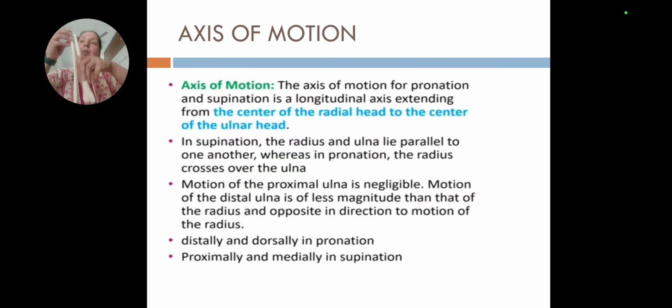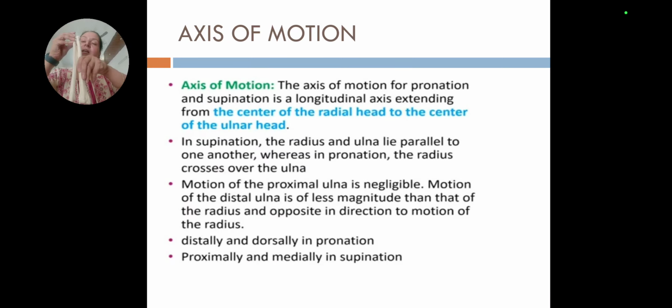There will be movement of the radius, and the ulna will not move. Fine. The motion of the proximal part of the ulna is negligible, whereas there is a little motion of the distal part of the ulna, and we will talk about it. Fine. But mostly the movement taking place is that of the radius. So the ulna will be moving opposite to that of the radius. Fine. So what is happening is that in pronation, the movement will be first pronation, because in supination the bones are similar to this position.